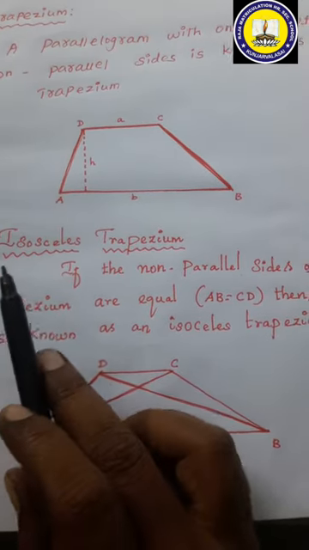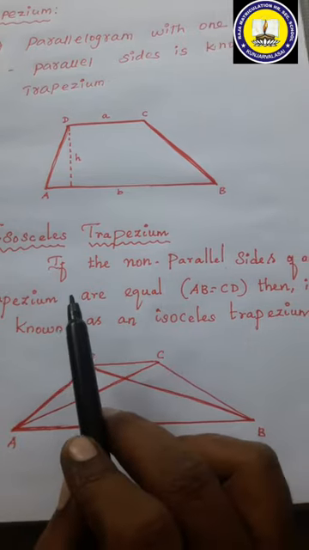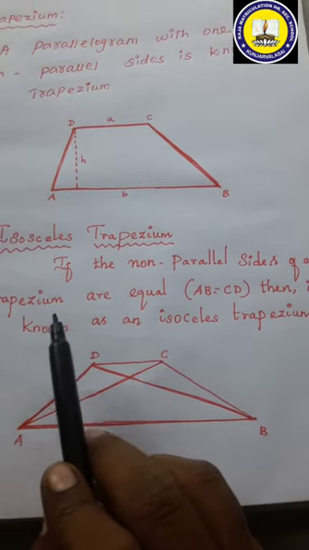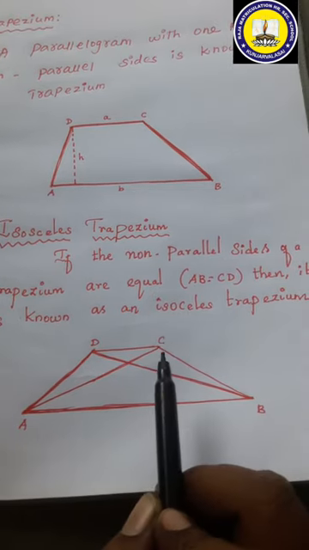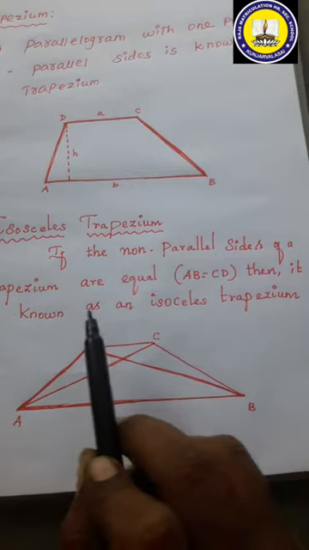Then the isosceles trapezium. If the non-parallel sides of a trapezium are equal, that means AD is equal to BC, then it is known as an isosceles trapezium. See how to calculate the area of a trapezium. So this is the formula for the area of a trapezium: area of a trapezium is equal to half into h into a plus b square units.